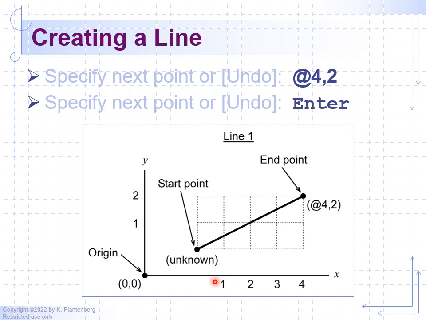When we put that in, that means it's going to go over 4 units in the X direction and 2 units in the Y direction. By the way, we're always putting in positive numbers, but keep in mind you can put in negative numbers if, for example, you want to go down or to the left. Now that's going to draw a line that is 4 units horizontally and 2 units vertically. And again, single line segment, hit enter afterwards.